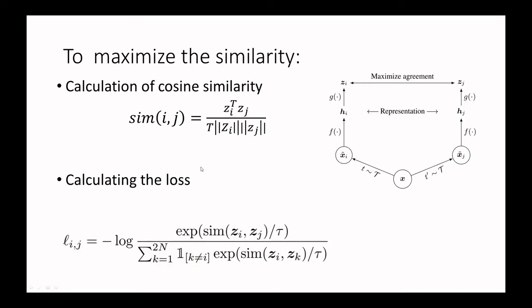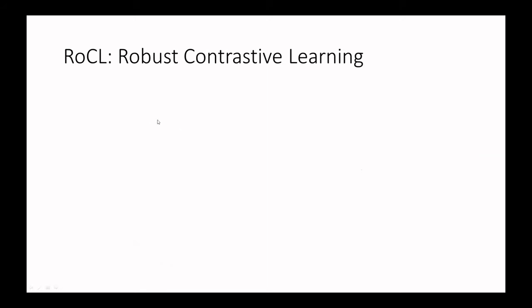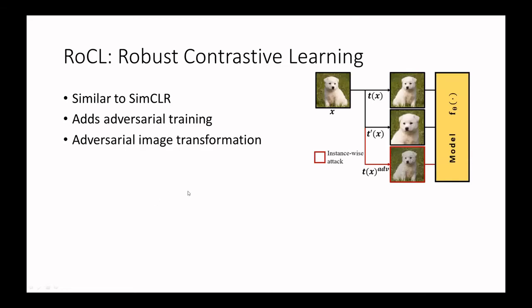Now in this paper, the authors introduced a simple, effective approach to adversarially train a self-supervised learning model using unlabeled data, and it is termed ROCL, which is nothing but robust contrastive learning. Basically, it is similar to SimCLR. It just adds adversarial training to it. To do this, it adds an additional adversarial image transformation.